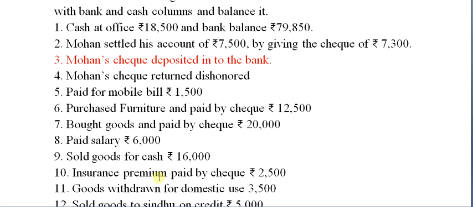10th point, insurance premium paid by check rupees 2,500. Insurance premium has been paid through what? Check. The bank balance reduces, so it should be taken under the credit side.